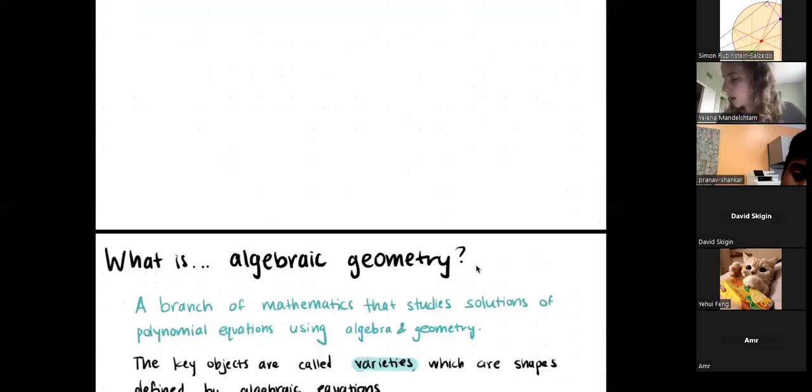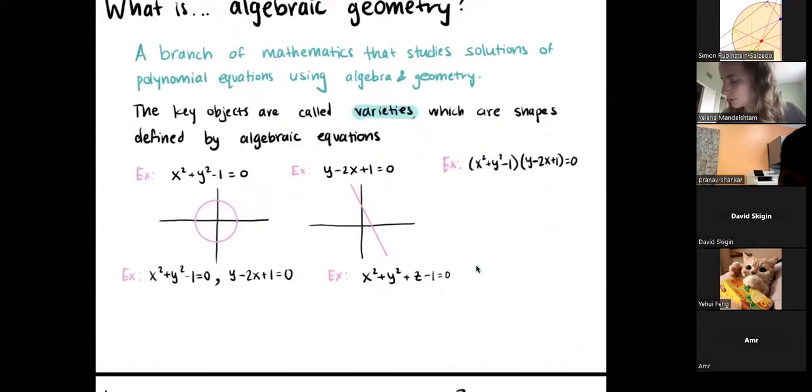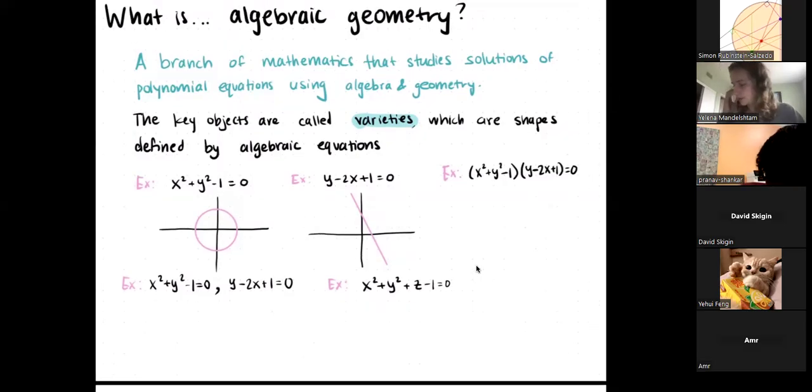And so the key objects here are called varieties, or algebraic varieties. And these are shapes that are defined by algebraic equations. So even if you didn't already know what a variety was, you are familiar with at least some of them.